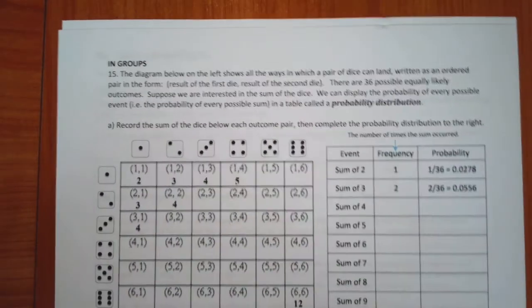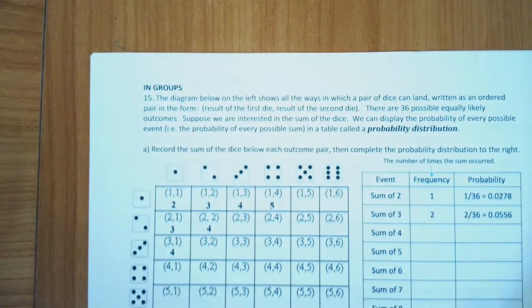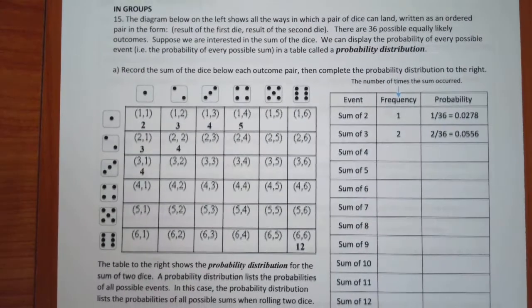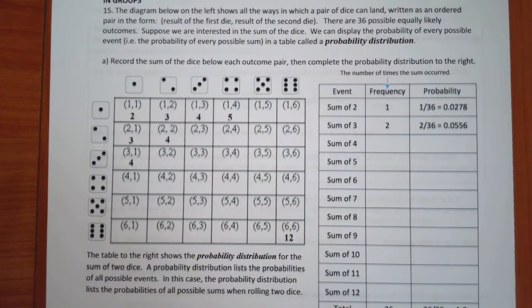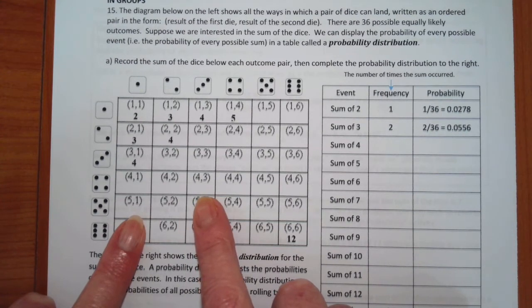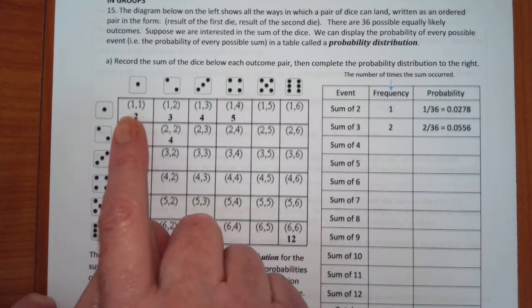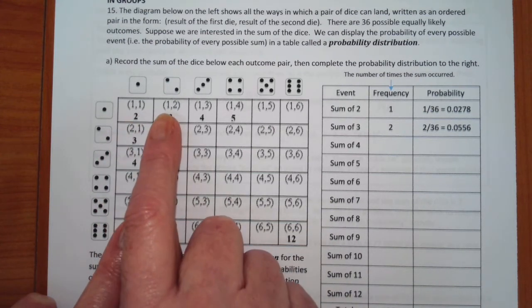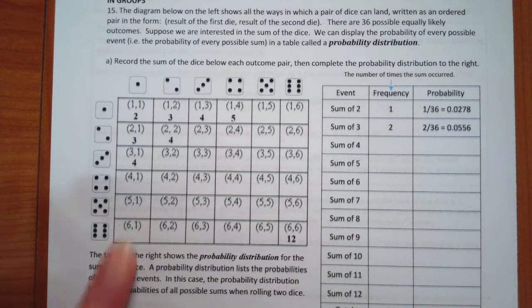All right, let's continue on with probability distributions, and we are going to look at creating the probability distribution table for the roll of a dice and for the sum of the two dice. The diagram below on the left shows all the ways in which a pair of dice can land, written as an ordered pair in the form the result of the first and the result of the second. So the first roll was a 1, the second one was a 2, and so forth. There are 36 possible equally likely outcomes, and suppose we're interested in the sum of the dice.